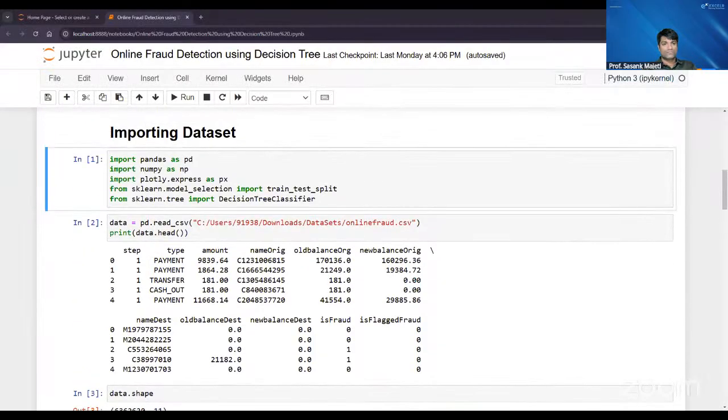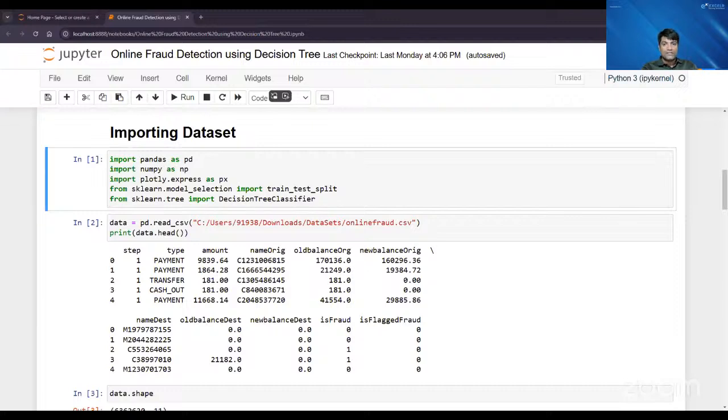Let me share the Python. Okay, now let me show you the Python. So now you can see that we are starting the practical part, using the online fraud detection data.